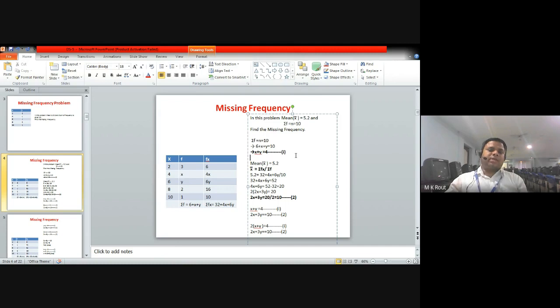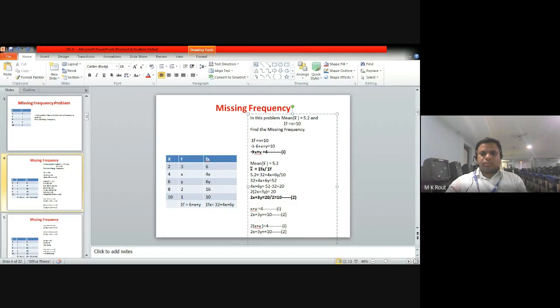The next part is the mean, which is already given as 5.2. Here I have used the direct method, that is x bar equals summation of fx divided by summation of frequencies. By substituting the values, the mean equals 32 plus 4x plus 6y divided by the summation of f, which is already given, that is 10. If you simplify this, you get the equation 2x plus 3y equals 10. We have already got equation 1, x plus y equals 4. The second equation is 2x plus 3y equals 10. If you simplify these, you can get the value of x and the value of y. It is my advice to all of you to try to simplify this to get the values of x and y.